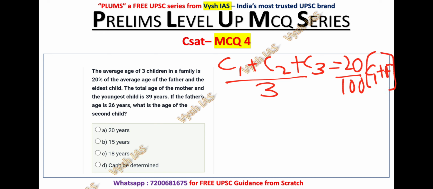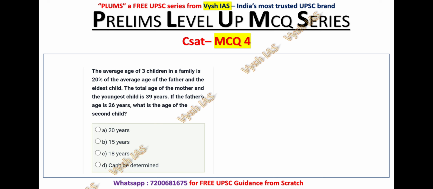The total age of the mother and the youngest child. Let's take the youngest child as C3. Mother plus C3, it's nothing but 39 years. If the father's age is 26, what is the age of the second child? They're asking, if the father's age is 26, what is the age of the second child? Okay. So the same thing we have taken, right?